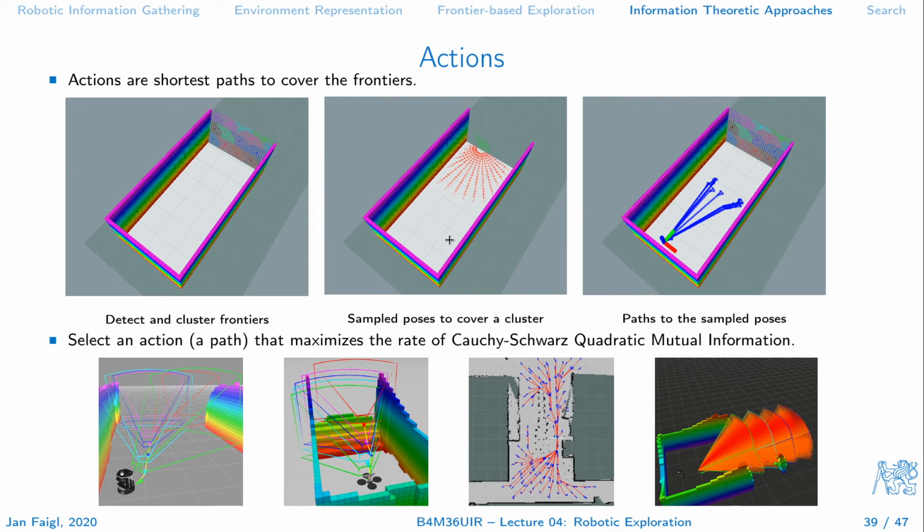So we can sample some viewpoints to cover a particular cluster, and we can do that for each cluster of frontiers. So we plan a path to some sampled viewpoints, for example, some of these. And then we select the action that maximizes the rate of this mutual information or Cauchy-Schwarz quadratic mutual information. But you can also consider other simplifications.